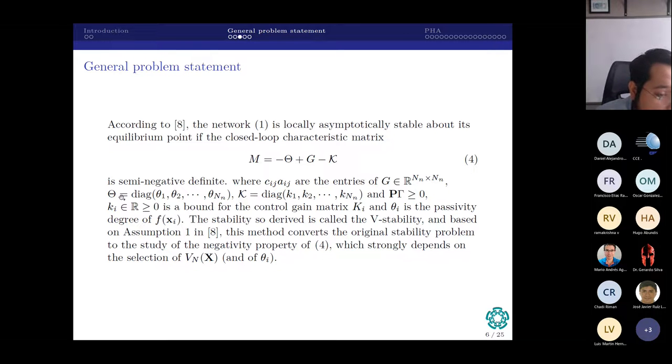A number represents a transition between stable and unstable. K represents the control gain matrix. The stability is called the V-stability, based on assumption 1 in reference 8. This method converts the original stability problem to the study of the negative definiteness of equation 4, which strongly depends on the selection of the Lyapunov function and the passivity degree.